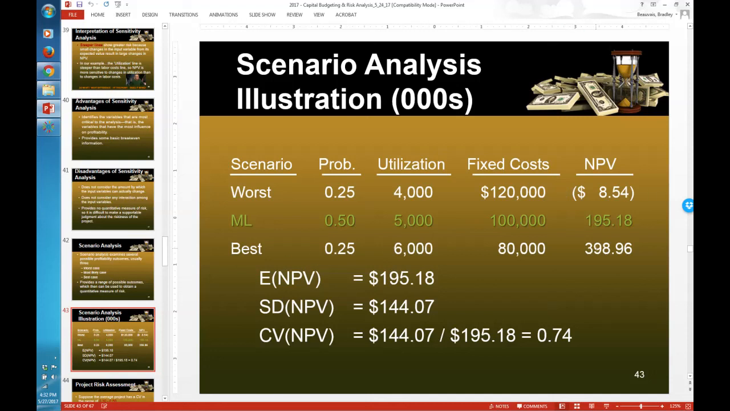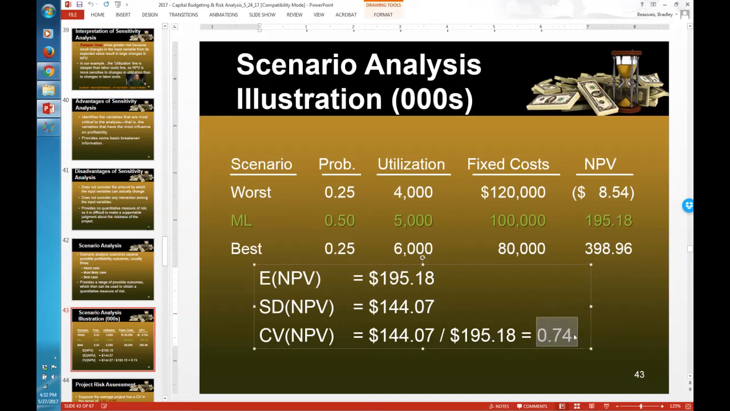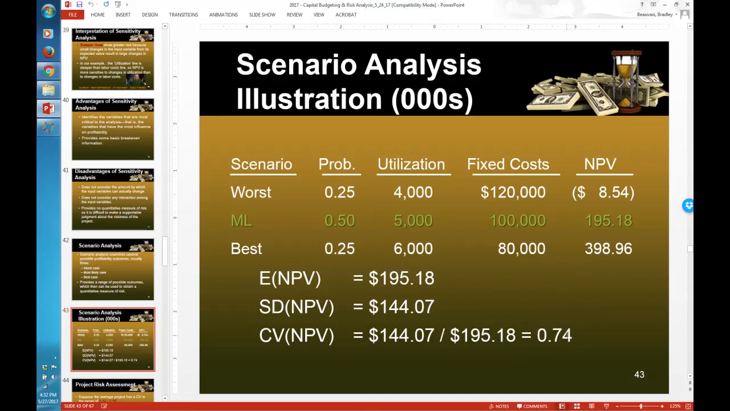Same way on the best case side, and doing some of the calculations that we've done in the past, we can do our expected net present value, the standard deviation on the net present value, and a coefficient of variation on that net present value, or the amount of risk we're incurring for every dollar of expected net present value return. This becomes valuable when we have multiple projects and we can start to understand basically how one compares to the other with regards to the coefficient of variation.